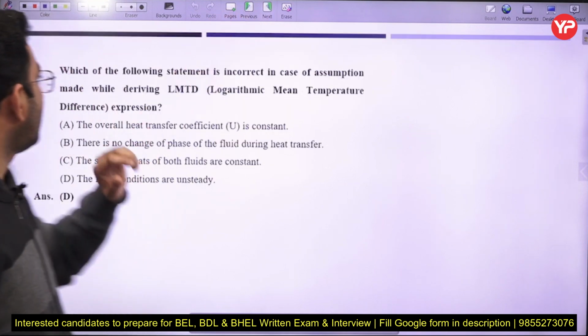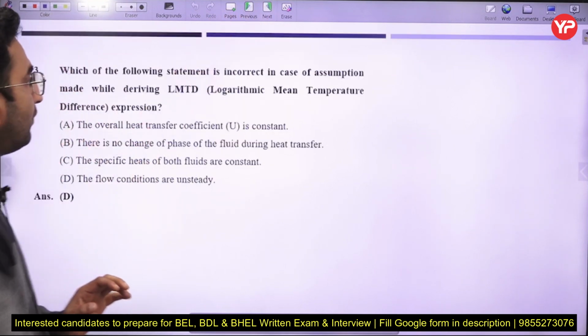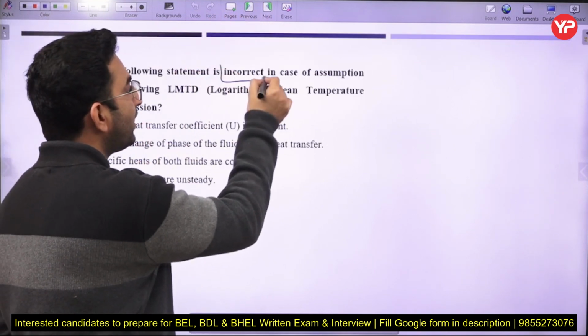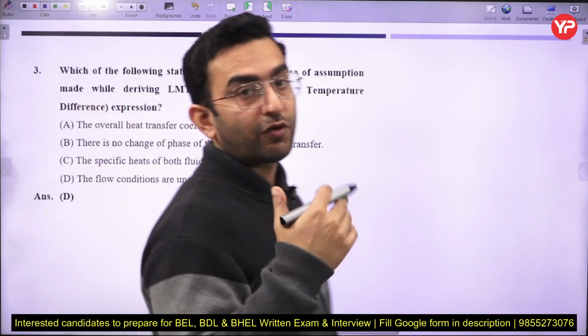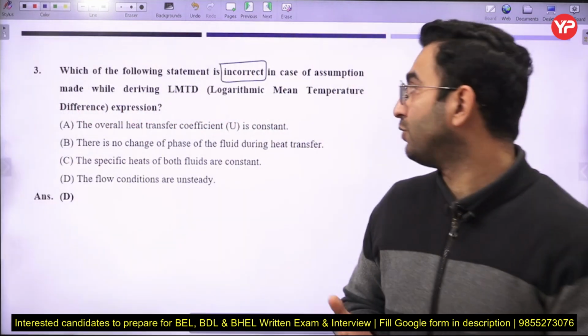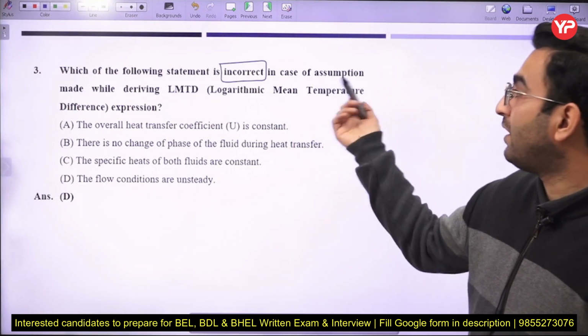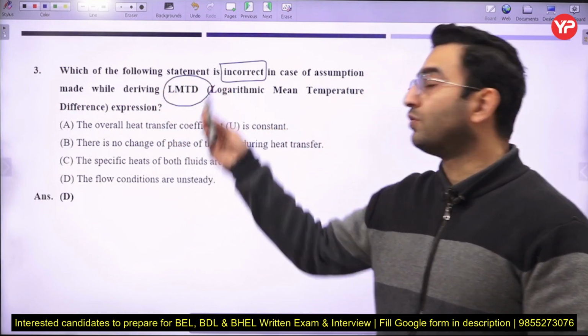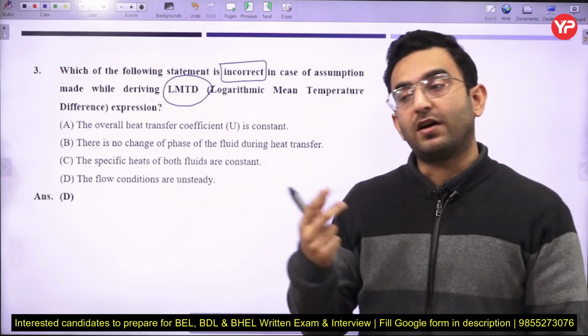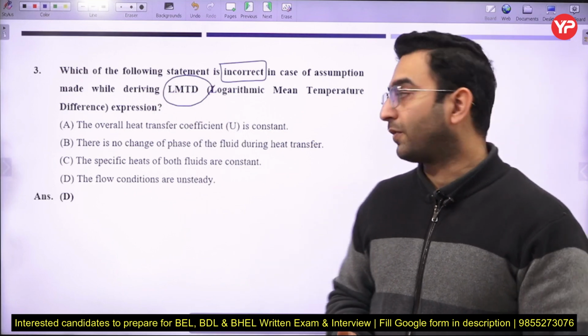Now the next part is, which of the following statements is incorrect? You have to mark the incorrect statement regarding the assumptions made during the derivation of the logarithmic mean temperature difference. So where do you use the LMTD here? The LMTD concept is used in heat exchangers, which you study in the heat transfer subject.